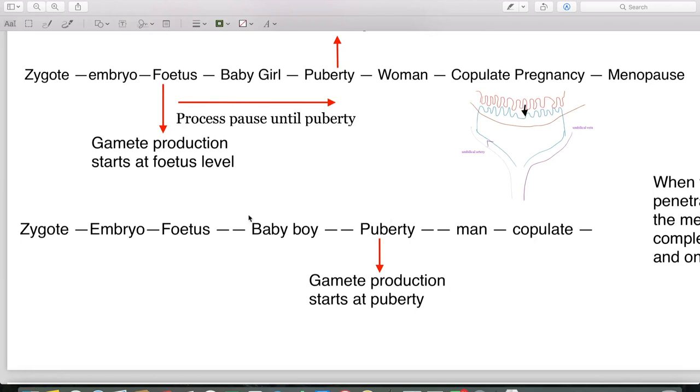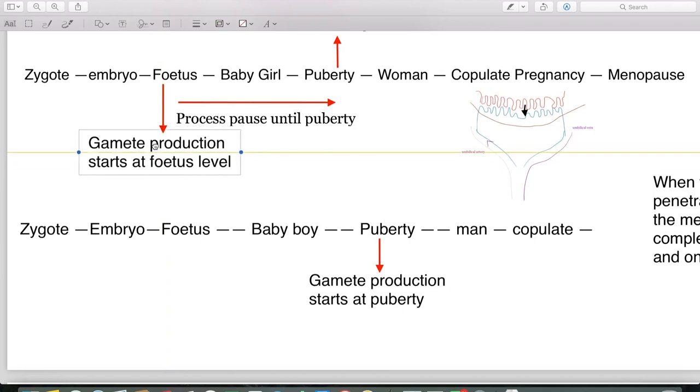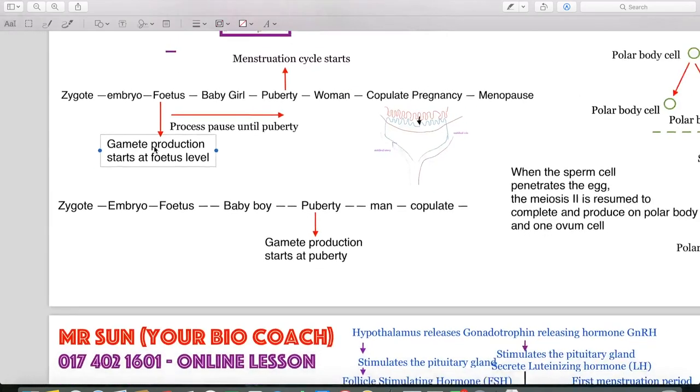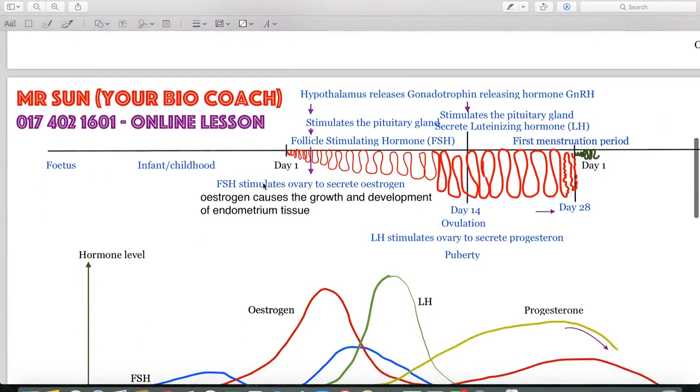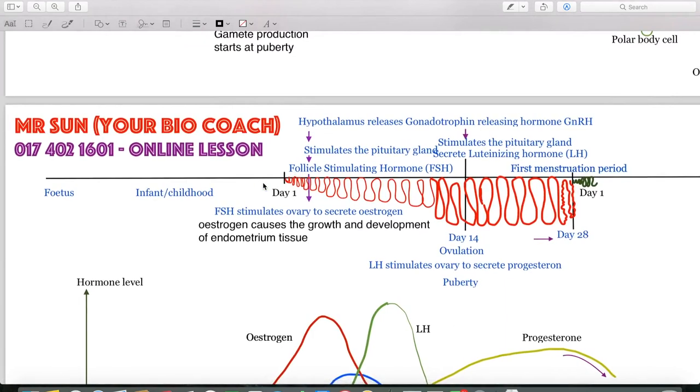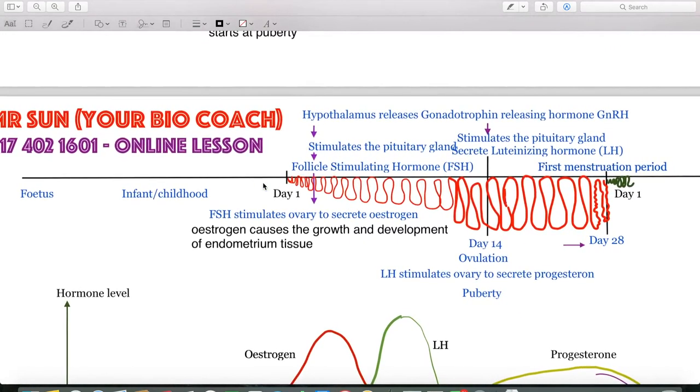Unlike the female reproductive system, the gamete production starts in the fetus level itself, and it's quite unique and complex. The female reproductive system is complex, not complicated, but it's complex and unique. Okay, cool. Now this is what you guys will need to know under the female reproductive system. Now we go a bit more in detail on the female reproductive system in regards to the endocrine system. How does the endocrine system help in the menstruation cycle process and all other processes that happen in the female reproductive system?